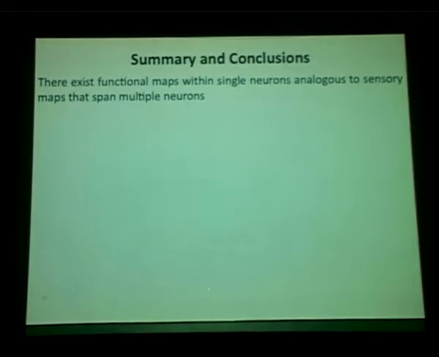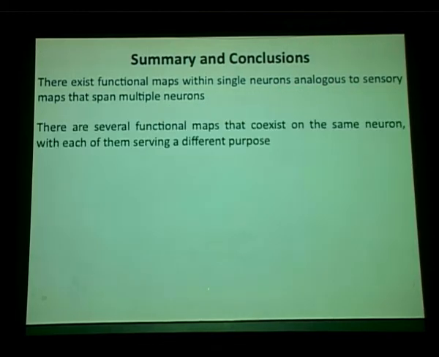So to summarize and conclude, there do exist different functional maps within single neurons which are very analogous to sensory maps that span multiple neurons in the sensory system. There are several functional maps that coexist on the same neuron. We saw some examples, with each of them serving a different purpose. The idea is to find out how exactly they coexist, how exactly they interact with each other, and what computational power they offer to this system as opposed to a simple passive neuron, which was the Cajalian viewpoint, right?